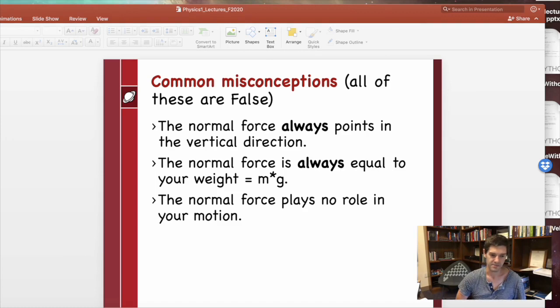And then a misconception we'll see more of, that the normal force plays no role in your motion. It plays a very significant role. In the case of the bathroom scale, that was the force that stopped you from sinking into the ground. Something had to stop you from accelerating downward, because that's what gravity wants you to do. Something had to balance that out. The normal force played a very important role then. It kept you staying still rather than sinking.